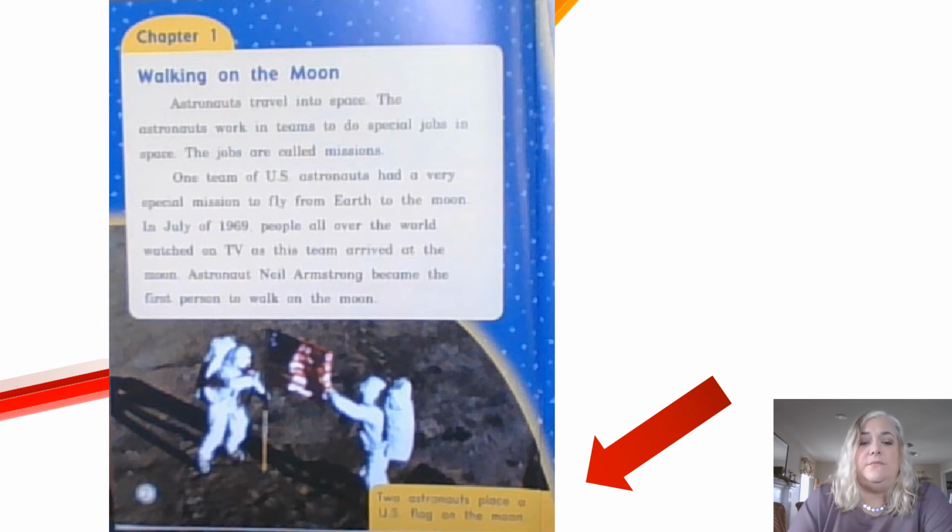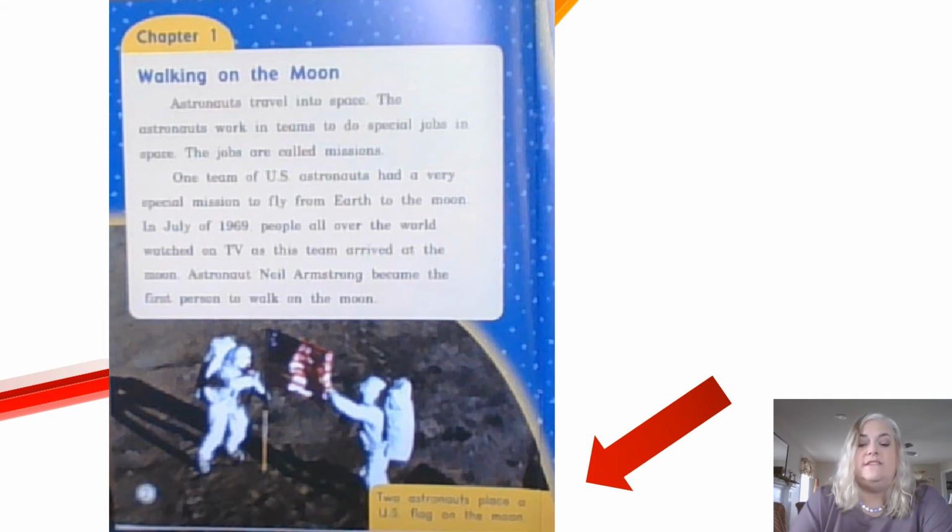Walking on the moon. Astronauts travel into space. The astronauts work in teams to do special jobs in space. The jobs are called missions. One team of US astronauts had a very special mission to fly from Earth to the moon. In July of 1969, people all over the world watched on TV as the team arrived at the moon. Astronaut Neil Armstrong became the first person to walk on the moon.